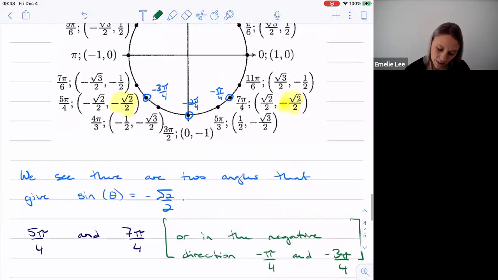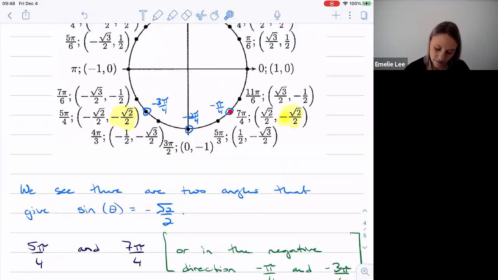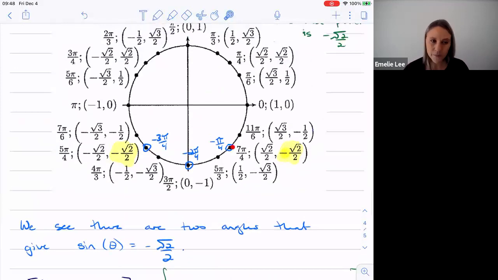So we know that these values, right, let's look at this point here, for example. If I go multiples of 2 pi again, I'm going to end up at that same point, right? So go around 2 pi, I end up at the same point. Go around 2 pi, I end up at the same point. But also, the same thing happens from this point, right? I go around 2 pi, I end up at the same point. Go around another 2 pi. Right? And so from each of these, I'm going to add multiples of 2 pi.